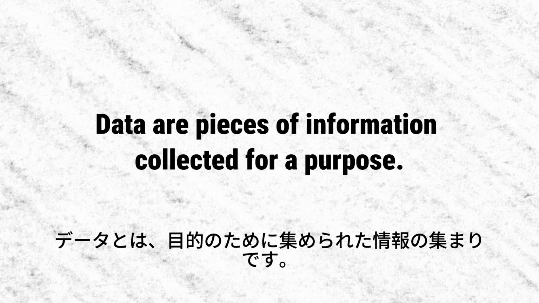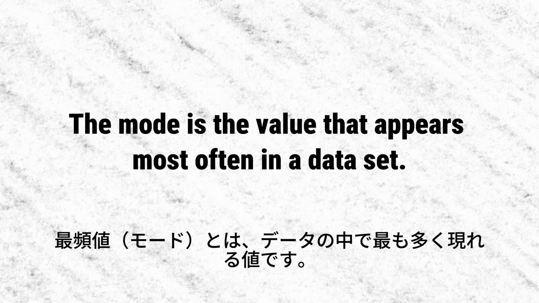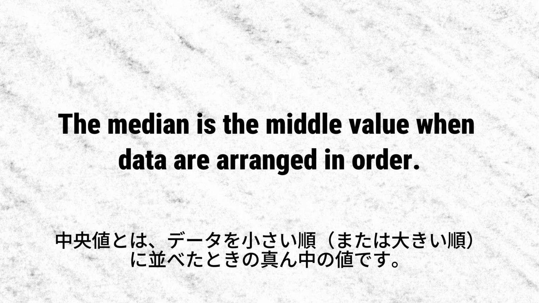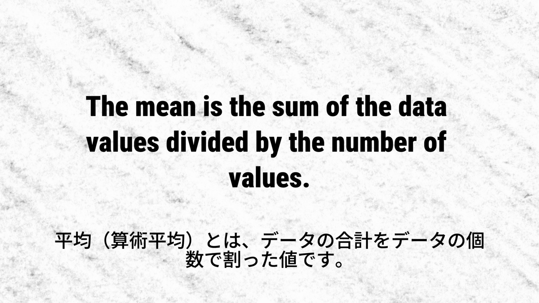Data are pieces of information collected for a purpose. The mode is the value that appears most often in a data set. The median is the middle value when data are arranged in order. The mean is the sum of the data values divided by the number of values.